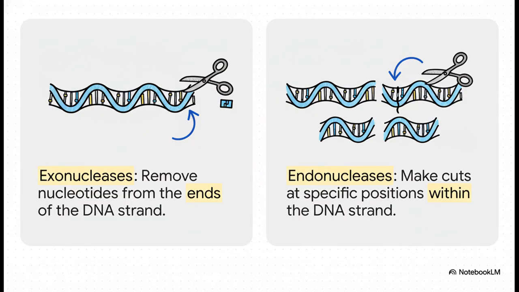Now, here's a quick distinction that often comes up in exams. Restriction enzymes are part of a bigger family of enzymes called nucleases. There are two main types. You have exonucleases, which chop off nucleotides from the ends of the DNA. Then you have endonucleases, which make cuts at specific spots within the DNA. Our restriction enzymes are a type of endonuclease. Just remember, exo for trimming the outside edges, endo for cutting somewhere in the middle.